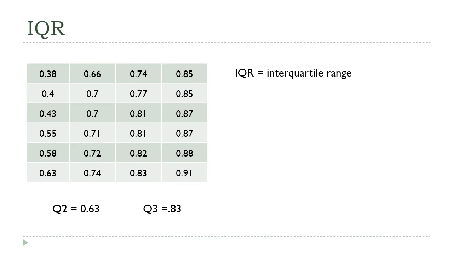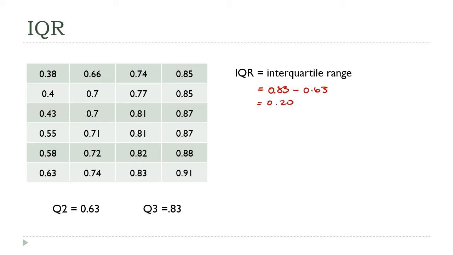Okay, so there's another way to do this. It's based on the interquartile range. We talked about that when we were talking about percentiles. We've got this data set again, and I went ahead and calculated the 2 quartiles, Q2 and Q3. So the interquartile range is the difference of the two. So I'm going to do 0.83 minus 0.63, and I get 0.20.